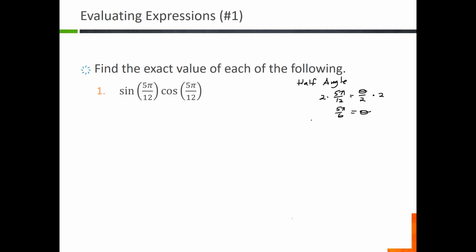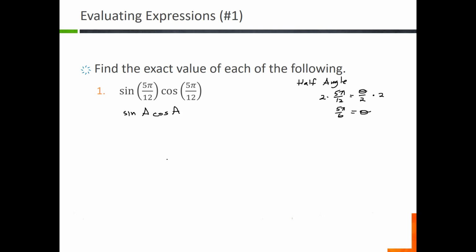Not my favorite option though, because if you remember the half-angle identities, we have those square roots, and so I kind of want to avoid that if I don't have to use it. But if we look at the given problem, it almost looks like the sine of A, or we could maybe say the sine of theta, times the cosine of the same thing, angle A. So we have the sine of A times the cosine of A. Right?